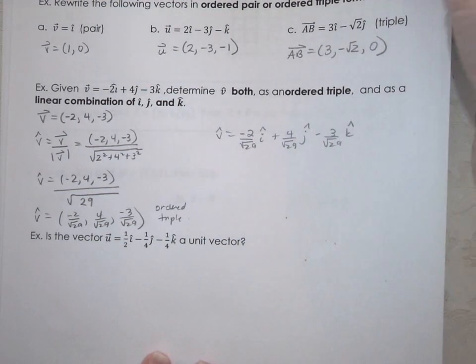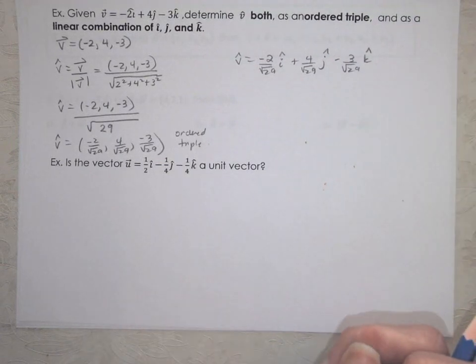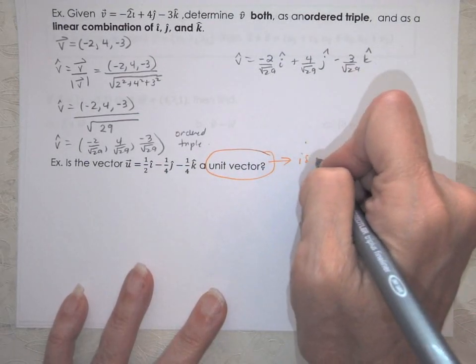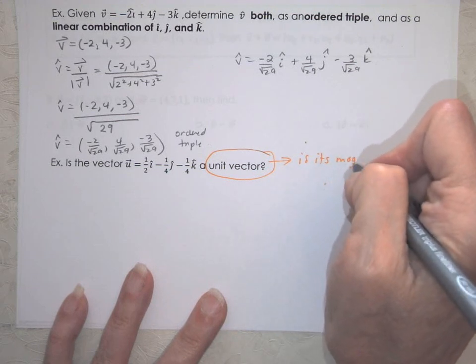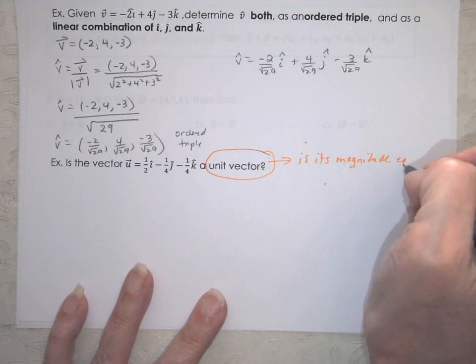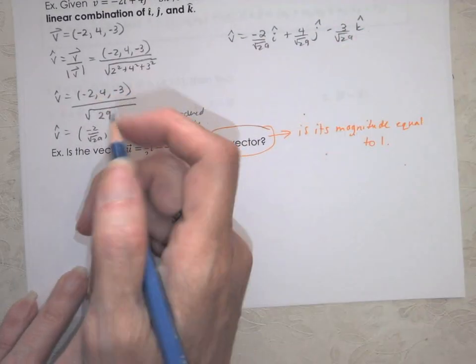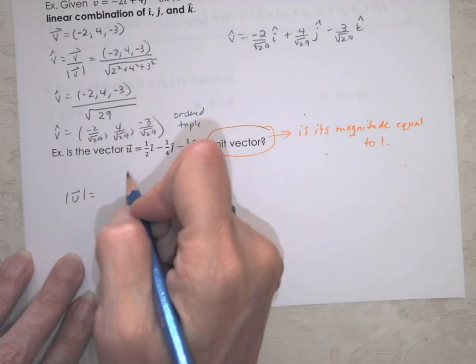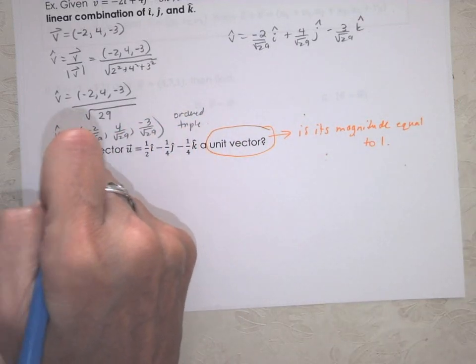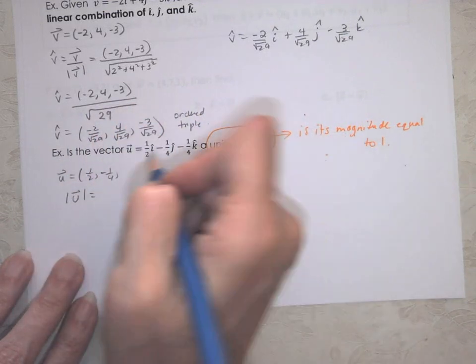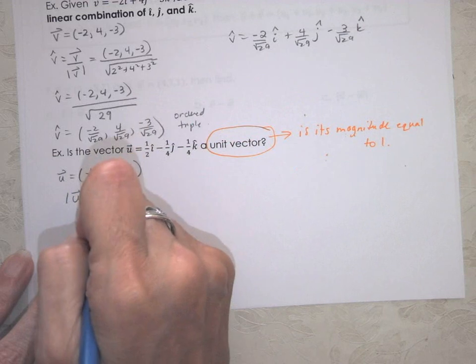And our next example, is this vector a unit vector? So to say whether a vector is a unit vector, it's a really easy method you can always use here. Is its magnitude equal to 1? So that's how you're always going to test if something's a unit vector, is its magnitude equal to 1. So we can find the magnitude of vector u. I might want to rewrite it first as an ordered triple in this case, a half, negative a quarter, negative a quarter. And now I'm finding its magnitude.